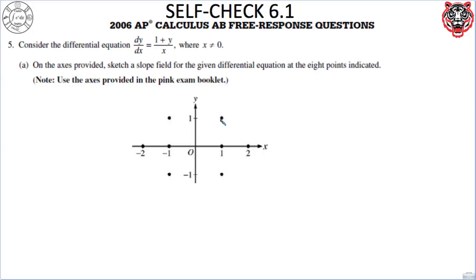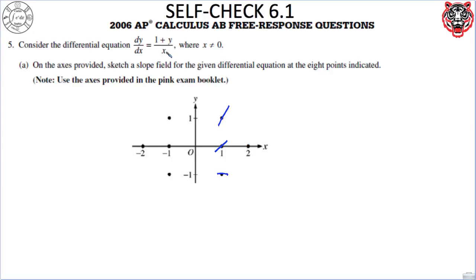So I'm really just thinking about the y's. Let's try this first one. y equals 1, it's going to be 1 plus 1, which is 2. So a slope of 2 looks like that. Or sorry, the y is going to be 0, so this is going to have a slope of 1. It's going to be 1 plus 0 over 1. And this one is going to be negative 1 plus 1, which is 0, so it's going to have a slope of 0.